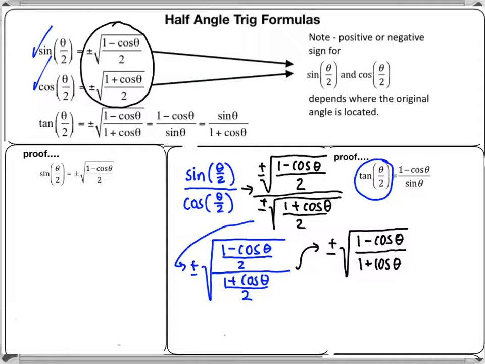Okay, and then we're going to do something kind of tricky here, and we're going to multiply the top and the bottom. What I'm shooting for is this guy right here, so I'm going to go ahead and shoot for the sine on the bottom and the 1 minus cosine on top. So I'm going to multiply the top and the bottom by the square root of 1 minus cosine theta, like this.